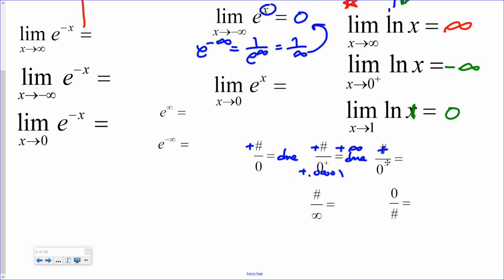What if I have a positive number on the top, and I divide by 0 coming from the left? Now, coming from the left of 0, do you agree? It's a very, very small number, but it's negative. So what's this going to be? Negative infinity, and you could also call it DNE.